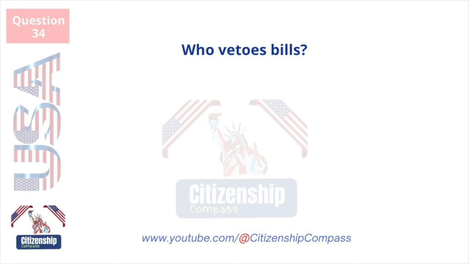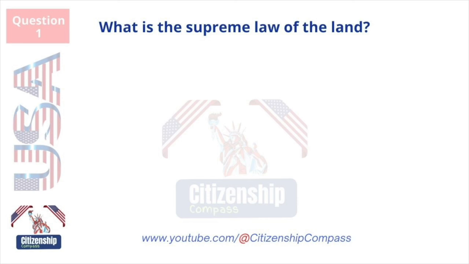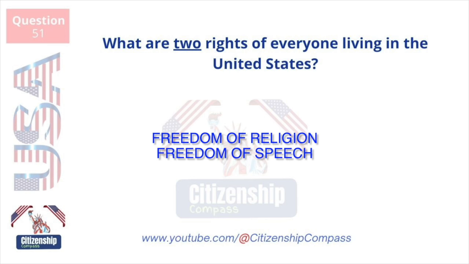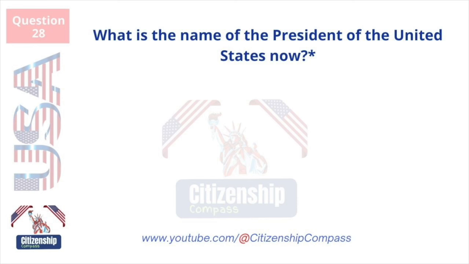Who vetoes bills? The President. What is the supreme law of the land? The Constitution. What are two rights of everyone living in the United States? Freedom of religion. Freedom of speech. What is the name of the President of the United States now? Joe Biden.